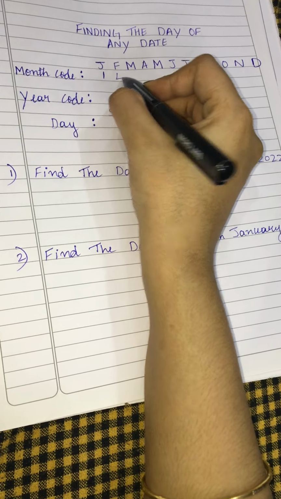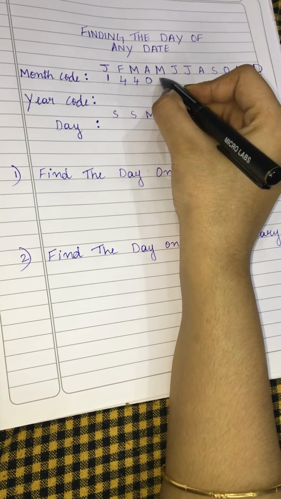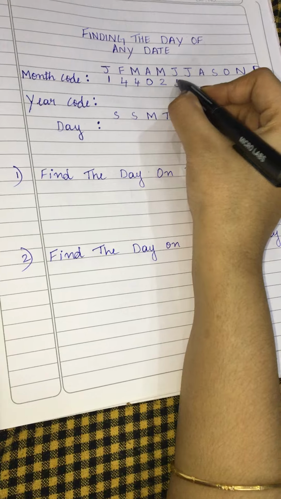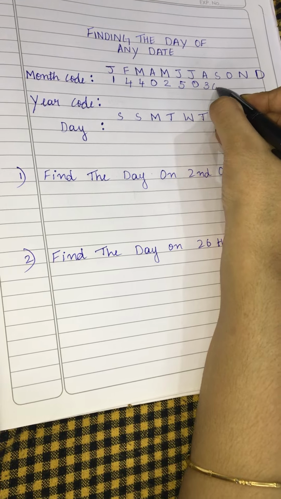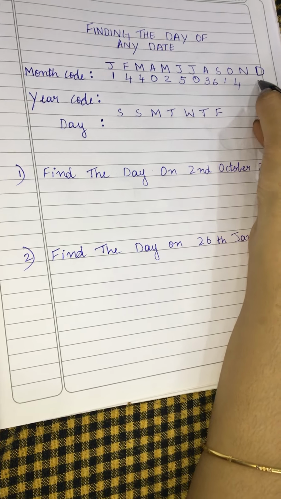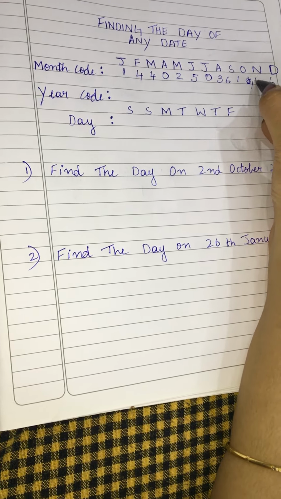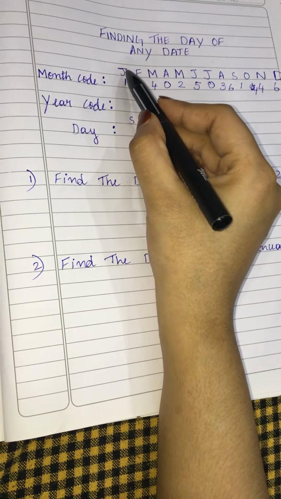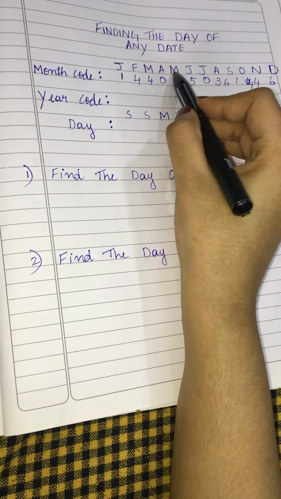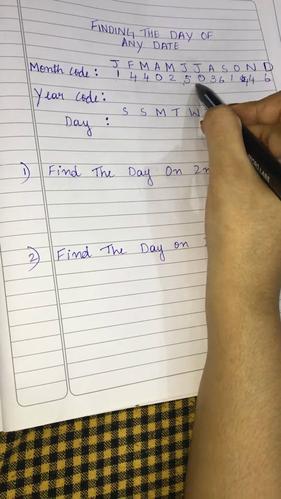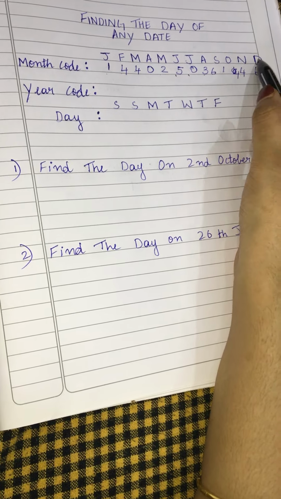1, 4, 4, 0, 2, 5, 0, 3, 6, 1, 4, 6. So this is the code for November, it is 4, and then 6. So for January the code is 1, February 4, March 4, April 0, May 2, June 5, July 0, August 3, September 6, October 1, November 4, December 6.